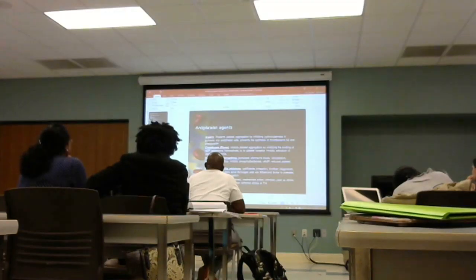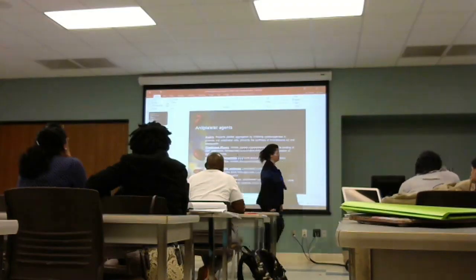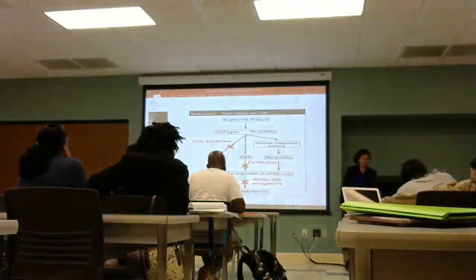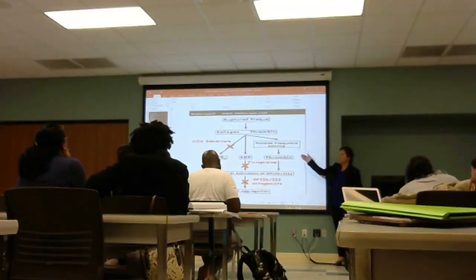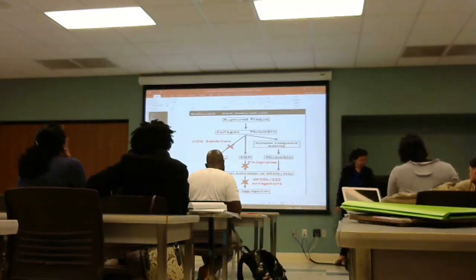So, if I inhibit glycoprotein 2B 3A, platelets will not aggregate, and these are the medications that you can give in patients, for example, that have HIT, like Aggrastat, Integrilin, okay? And Aggrenox, which is a combination of dipyridamole, which is a vasodilator, with aspirin. That's your pathway, and where they act based on the mechanism of action.